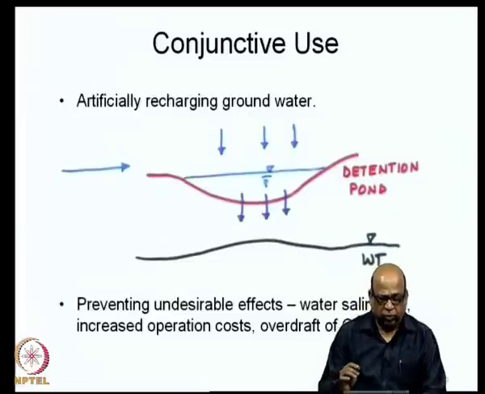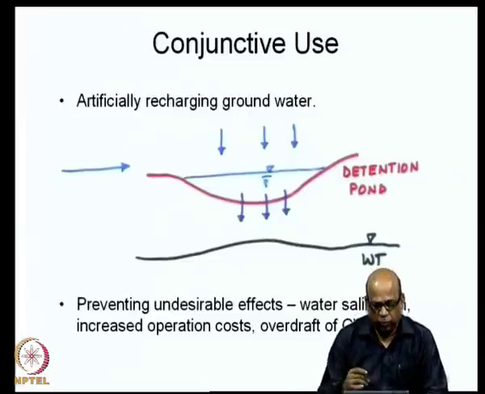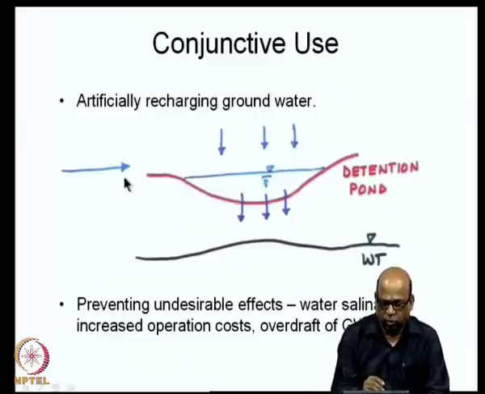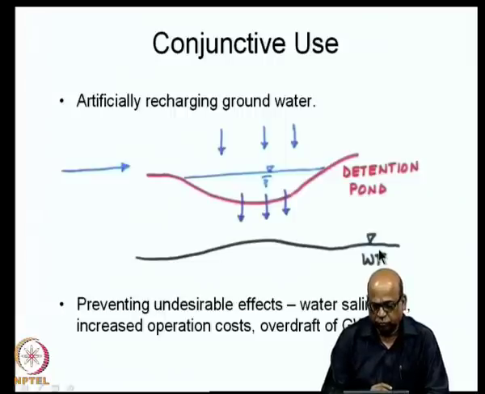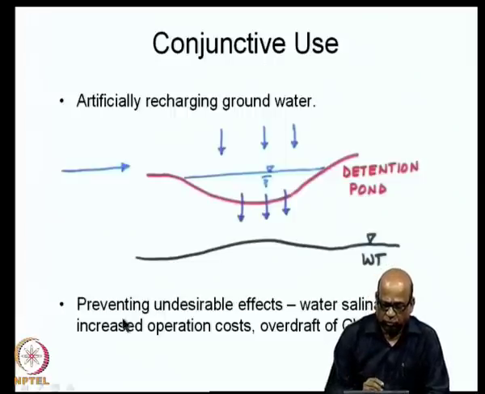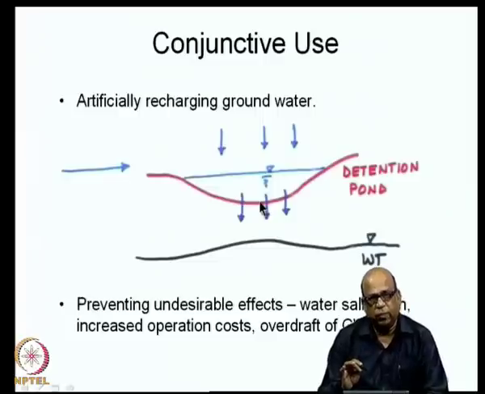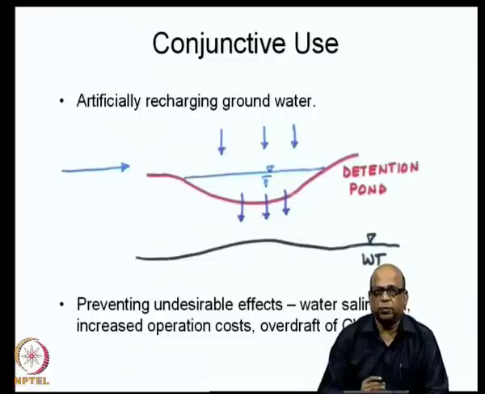Now, during the excess period, I just mentioned that you may divert the excess rainfall or excess surface water into detention ponds. So, you may create some artificial detention ponds and divert this water, so that the water seeps through and then adds to the water table. In the conjunctive use, we must also be alert to the undesirable effects of excess use of groundwater or lowered use of groundwater, which will bring the groundwater to near surface.